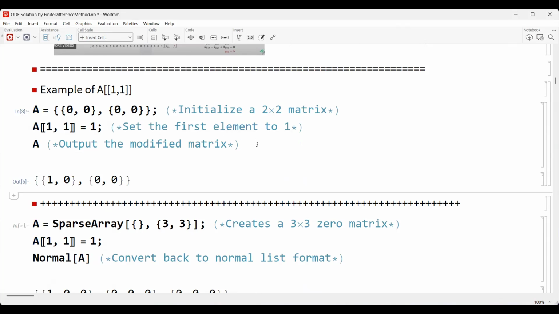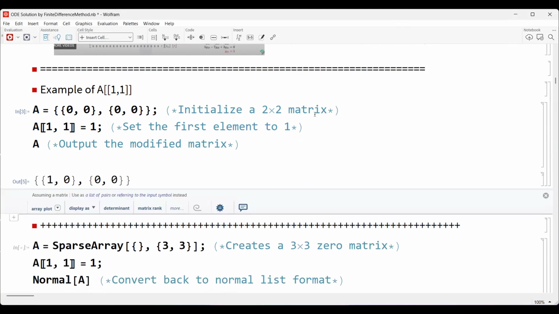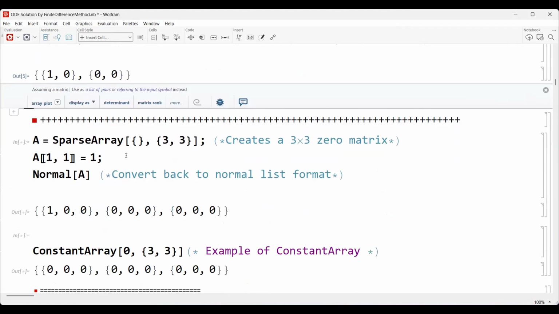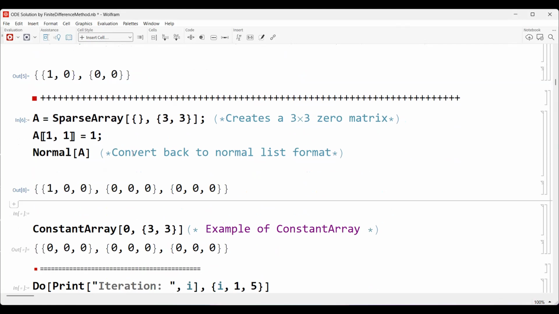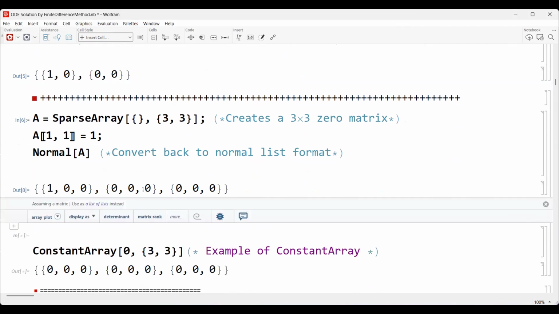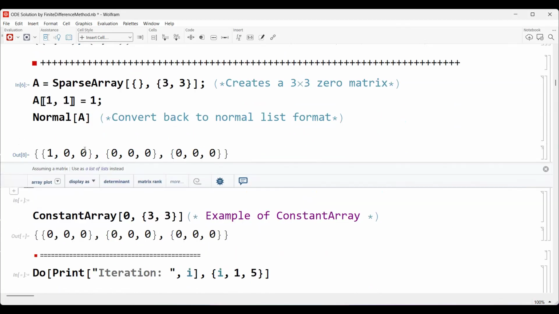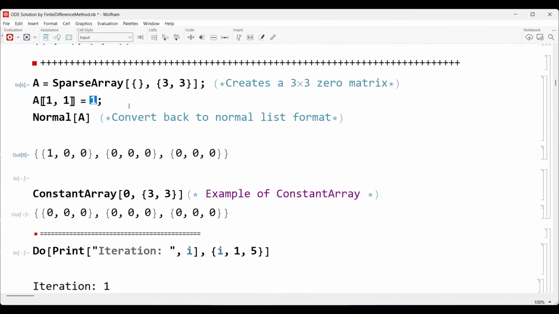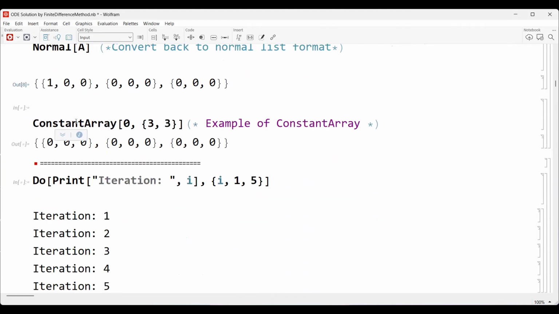So what is the output here? Initialize a 2 by 2 matrix here. Set the first element to 1. Output the modified matrix here. Okay, so we have another example here for A bracket 1, 1, normal A. Convert back to normal list format. So our first element here is equal to 1, denoted by this. Now we have the constant array here, meaning you have the 3, 0, 0 here.